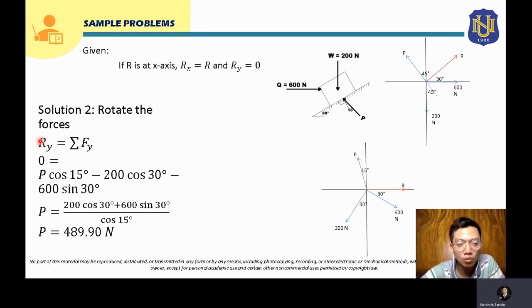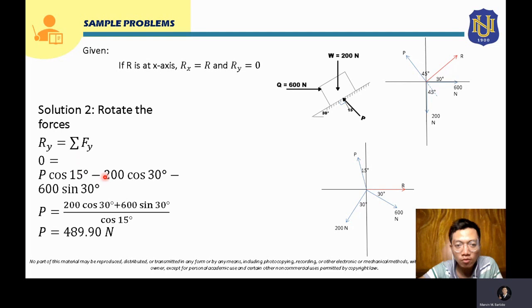It will be 0, your Ry will be 0, equal to the first force, which is P. Since you are looking for the vertical component, and the angle is here, your vertical component will be the adjacent of this triangle, right? So that will be adjacent over hypotenuse, so that will be P cosine of 15 degrees. Since it is directed upward, it will be positive.